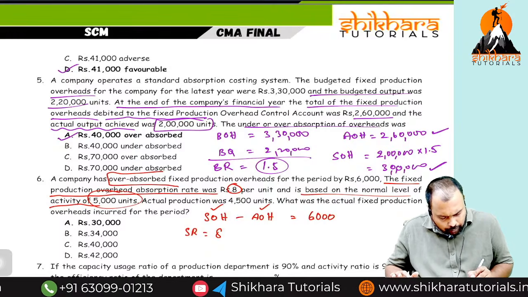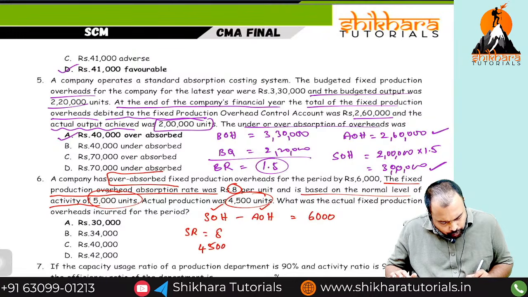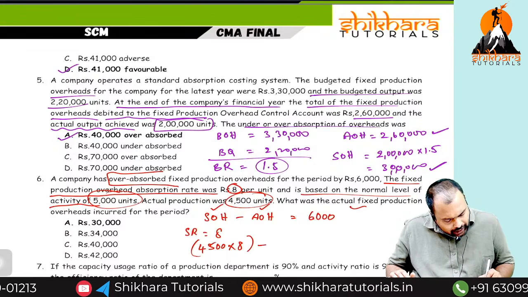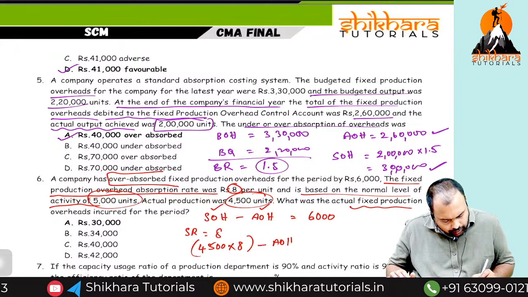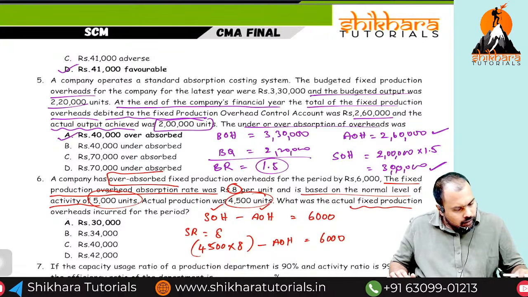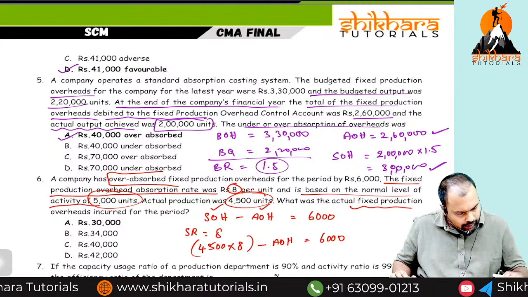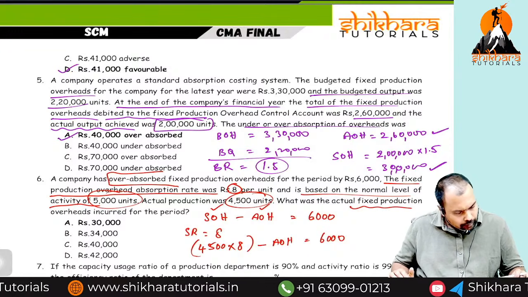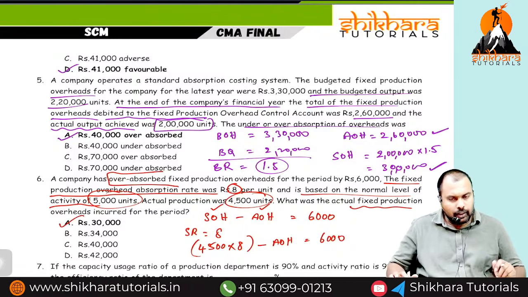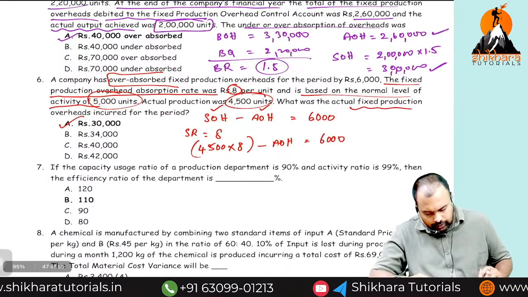That is for normal activity, so we never bother about it. Actual output is 4500. SOH has to be for actual output always. So 4500 into 8, minus the actual fixed overhead, is the 6,000 variance they are asking about. So 4500 into 8 is 36,000, minus 6,000 has to be 30,000. So 30,000 has to be AOH. That's what they're asking. Okay, next.